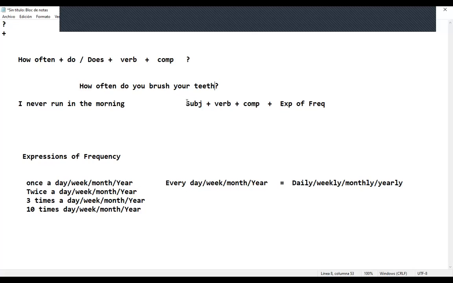Vaya, usemos esta fórmula entonces. I brush. Vamos a ver el complemento. Ayudémosle. I brush my teeth. Ese sería el complemento. My teeth.